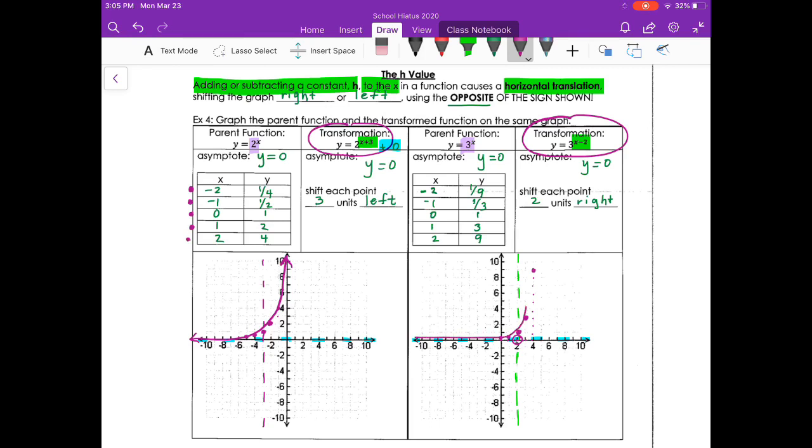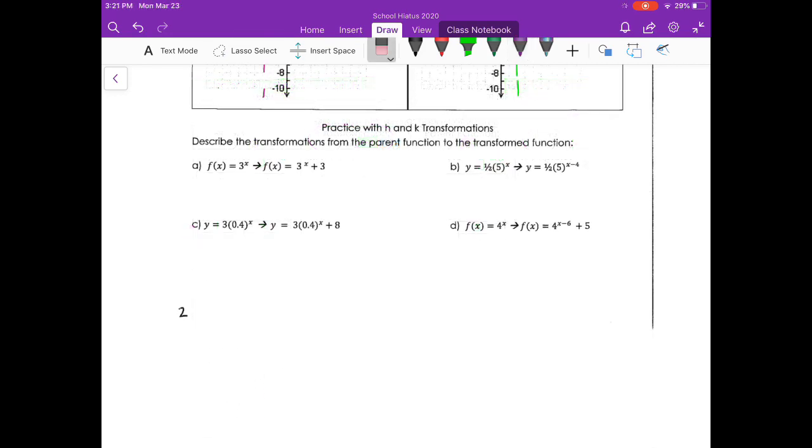If graphing by transformations is a challenge for you, you can always type the transformed function into your calculator and graph it from there. Now we'll practice identifying and describing some transformations. In the first example, f of x equals 3 to the x, we see that the change from the first to second equation is that a +3 is added to the end of the equation. This will shift the graph up 3 units.